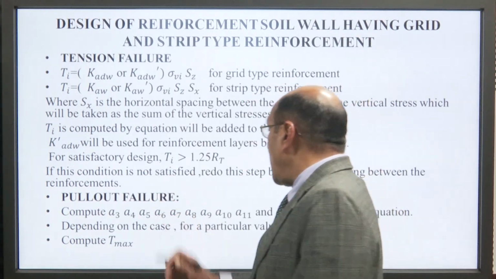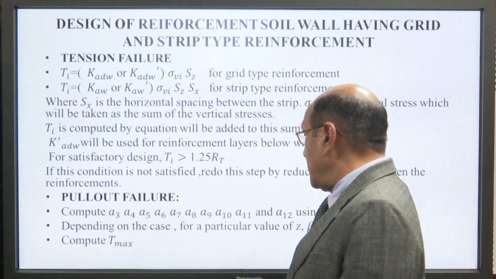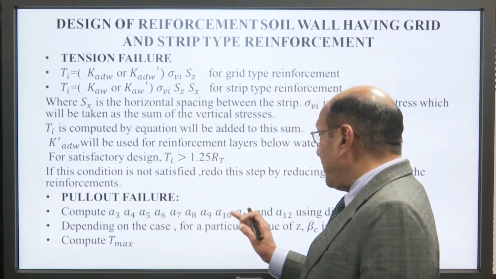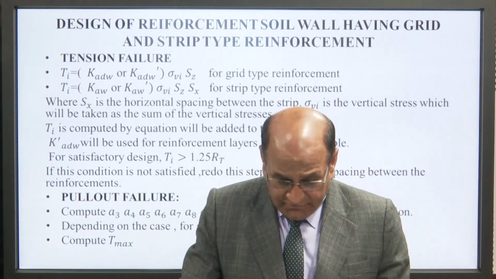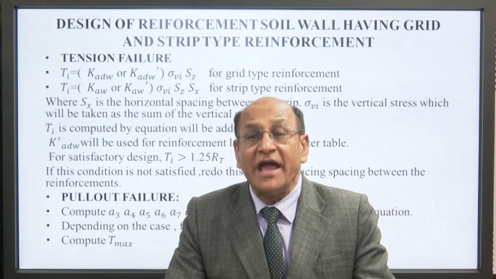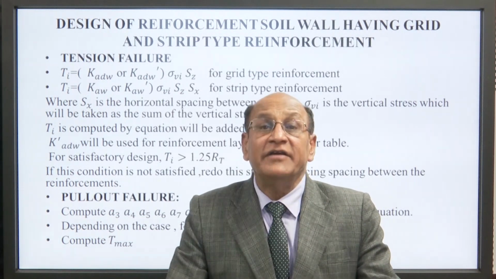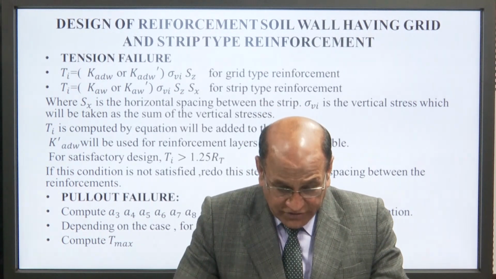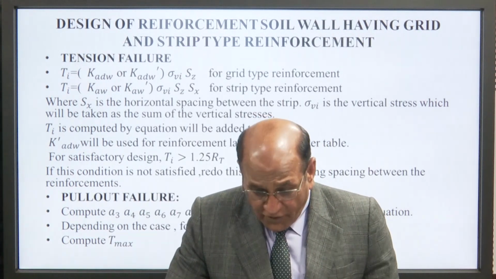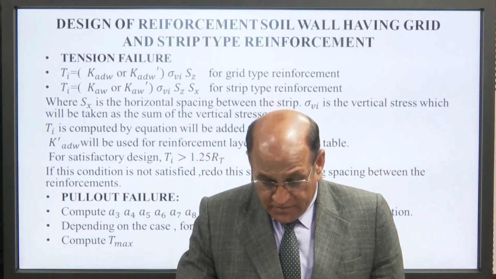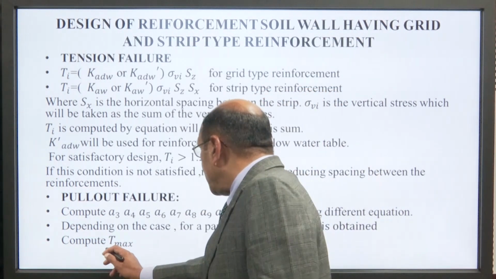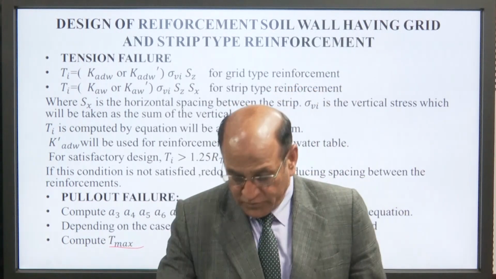Then come to the pull out failure. Compute again A3, A4, A5, A6, A7, A8, A9, A10, A11 and A12 using different equations. Depending on this, for the particular value of Z, beta C is obtained, and finally compute T max.